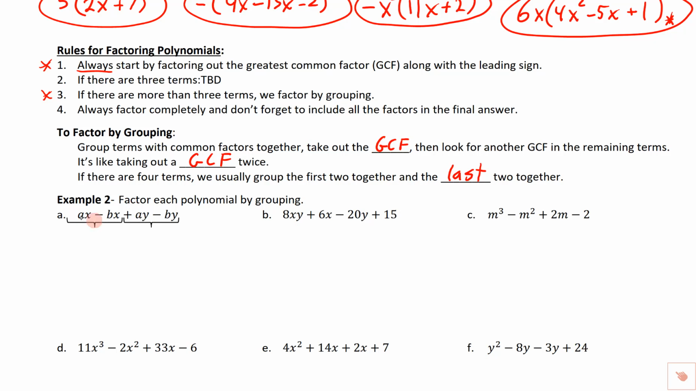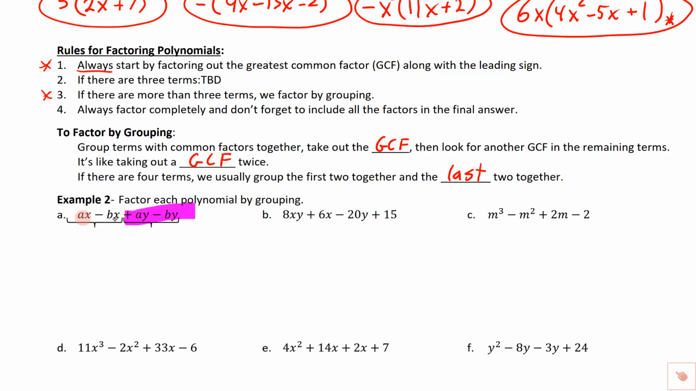So if we were to go through and look at this, we've got an A and an X, a B and an X, an A and a Y, and a B and a Y. So these last 2 have Y's together, and the first 2 have X's together, but none of them have everything that's the same. So we don't have a GCF out of all of them, but if we group them together, these first 2 have an X and these last 2 have a Y. So I'm going to cross this one off. I know you can still see it.